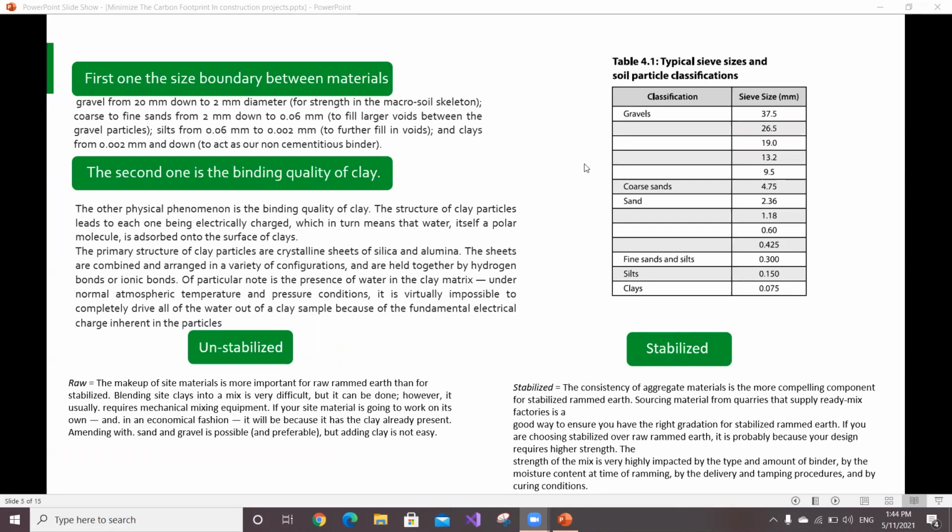We look at two features in the soil itself. The first one is the boundary between the materials. The second one is the clay. There are some features we need to look at: the boundary between the materials, the volume of the material, and the quality of the clay. Not all soil can be used in rammed earth. For this reason, we have two types of rammed earth: unstabilized and stabilized. The first one uses raw material, just soil, without adding any blending material. The second one, stabilized, needs some blending material like cement.